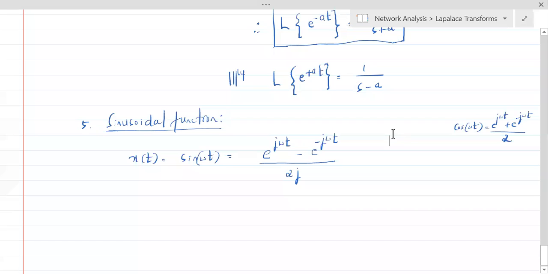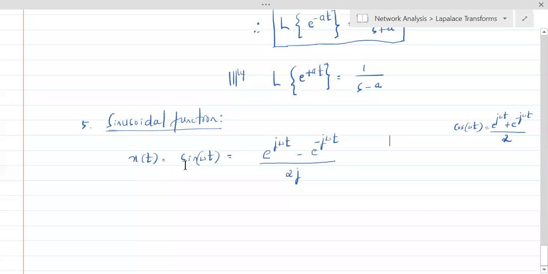Okay, everybody look at this. The sinusoidal function, suppose you call the signal as x of t, is represented as sine omega t. Since we already have dealt with the exponentials in the previous session, it would be easier for us to find out the Laplace transform of sine omega t if we express sine omega t in terms of the exponential.